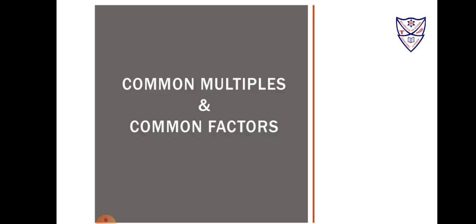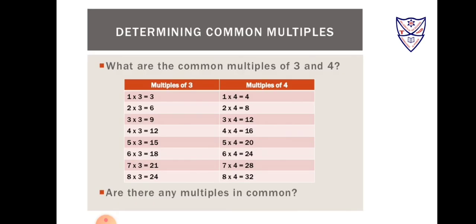Now let us understand common multiples and common factors. Determining common multiples. Let us see the common multiples of 3 and 4. These are the multiples of 3 and 4. 3 1s are 3, 3 2s are 6, 3 3s are 9, 3 4s are 12, 3 5s are 15, 3 6s are 18, 3 7s are 21, 3 8s are 24. 1 4 is 4, 2 4s are 8, 3 4s are 12, 4 4s are 16, 4 5s are 20, 4 6s are 24, 4 7s are 28, 4 8s are 32. So can we see any common multiples from these two?